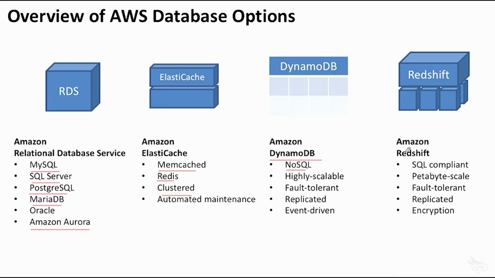We also have Amazon Redshift, which is a petabyte-scale data warehouse. Redshift is a fork of Postgres. A lot of things that you can do in Postgres, you can do in Redshift. It is, again, inherently fault-tolerant and replicated. It does support encryption, and it's an incredibly powerful data warehouse for a fraction of the cost of traditional data warehouse services. So these are the options that we're going to be talking about in the coming lessons. These are our databases available to us within Amazon Web Services.